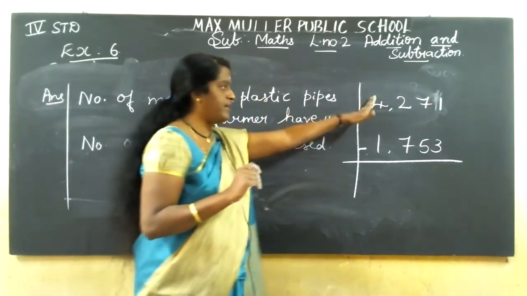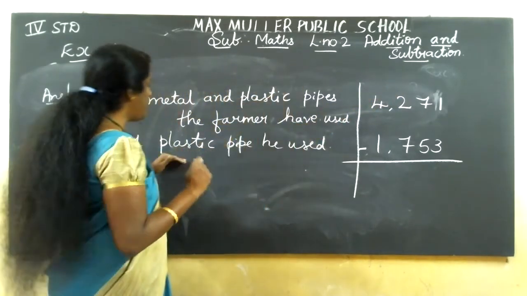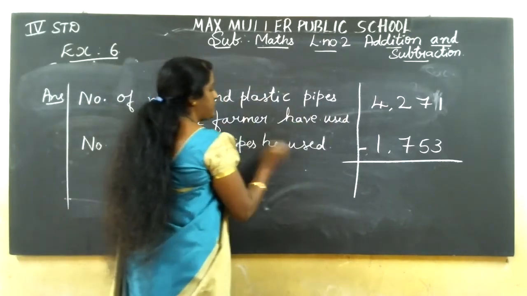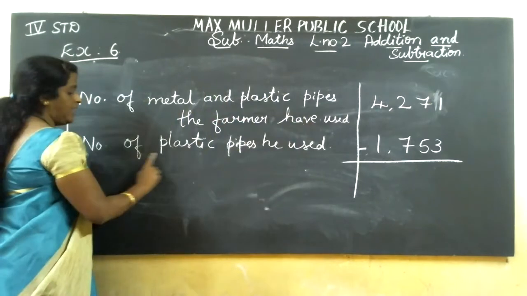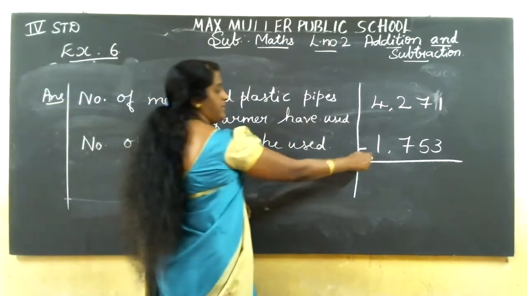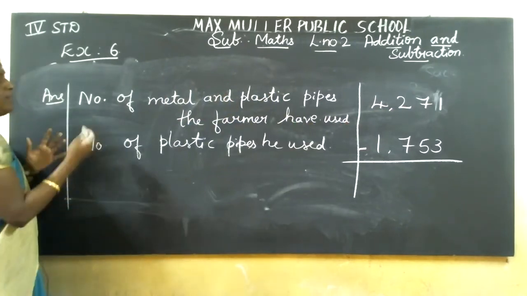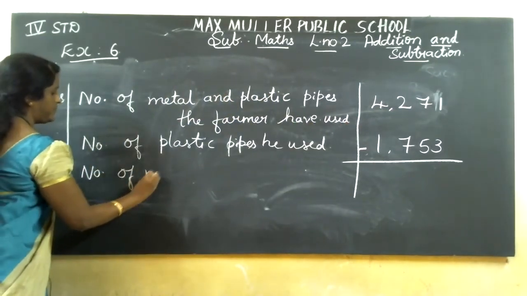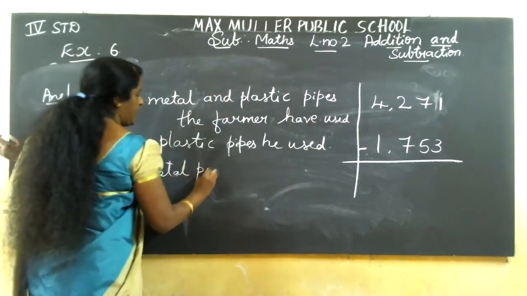So I have copied that 4,271 metal and plastic pipes he has used. So the number of plastic pipes he used, 1,753. In that line only I have written, I did not write there. So what should you do? So the number of metal pipes.